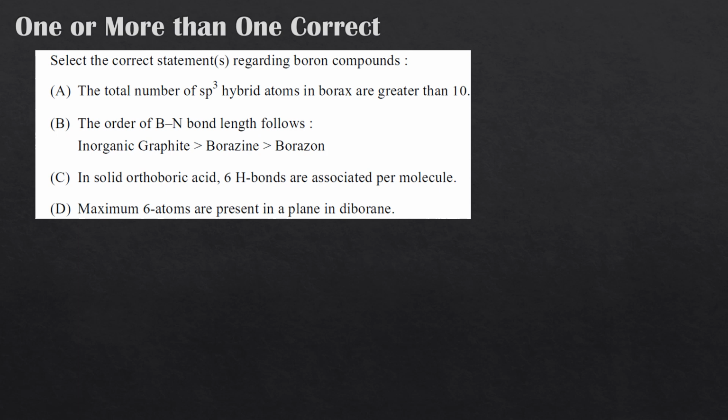The four options given to us are: number of sp3 hybrid boron atoms in the borax are greater than 10. We need to know the structure of the borax for that, then only we can answer this particular option. And then we have got the BN bond length of the following compounds.